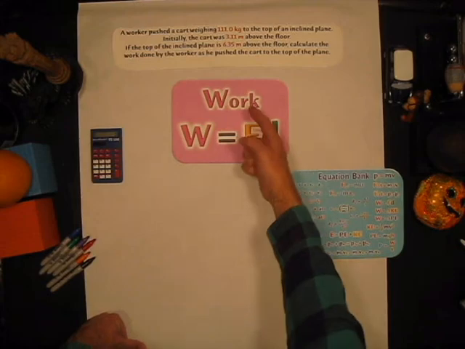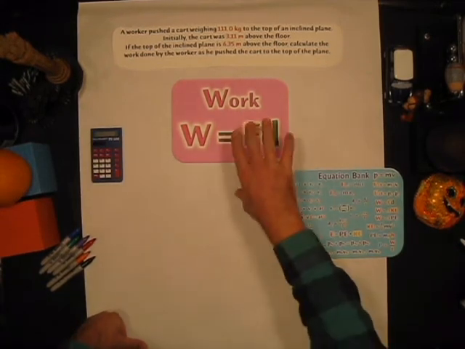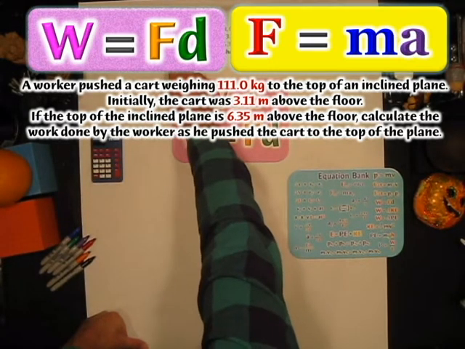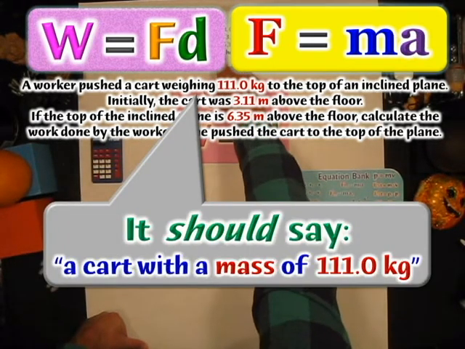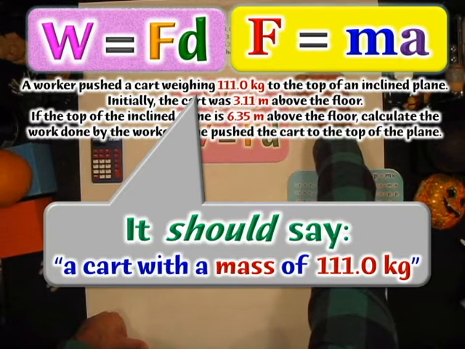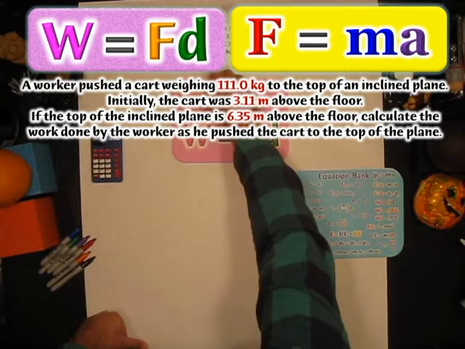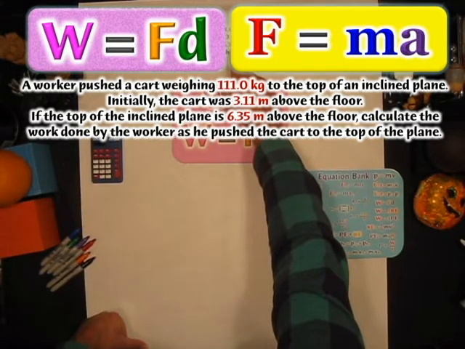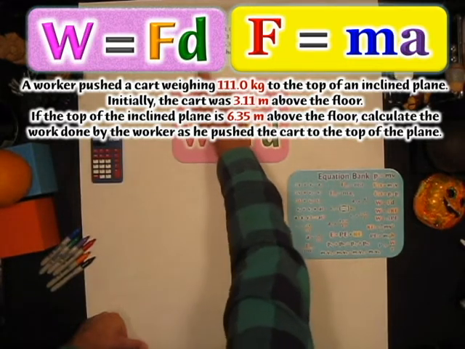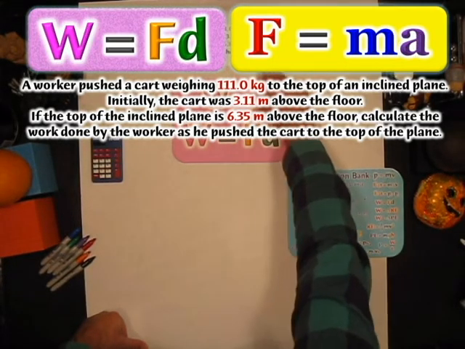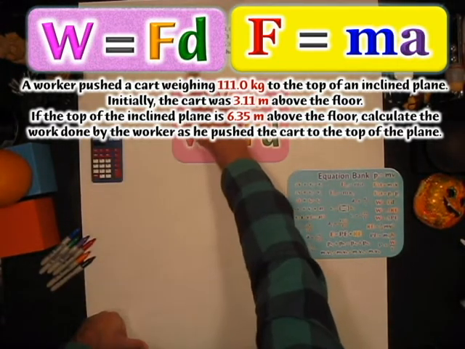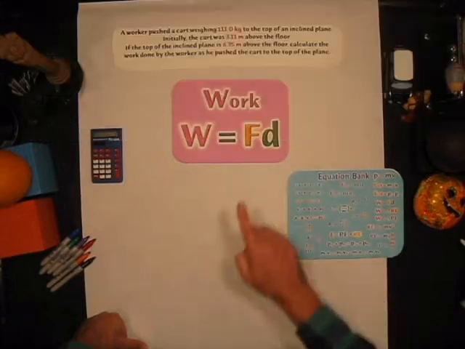Okay, here's another problem. This is a work problem, but it's different than the ones I've shown you before. A worker pushed a cart weighing 111.0 kilograms to the top of an inclined plane. Initially, the cart was 3.11 meters above the floor. If the top of the inclined plane is 6.35 meters above the floor, calculate the work done by the worker as he pushed the cart to the top of the plane.